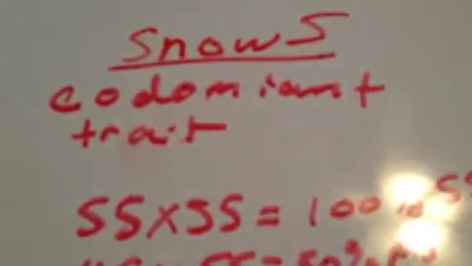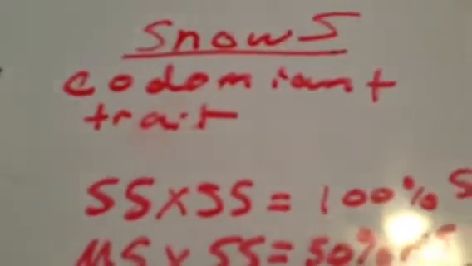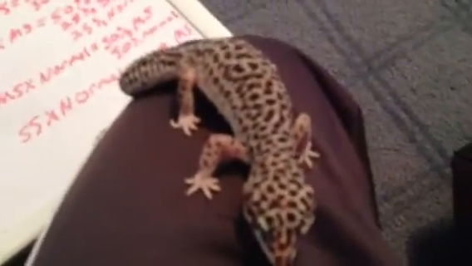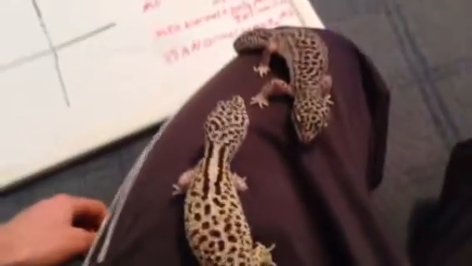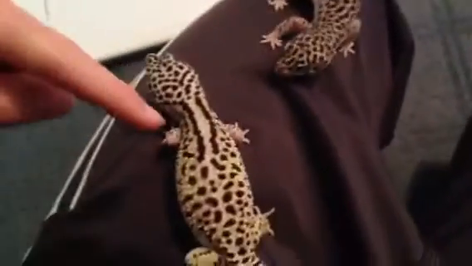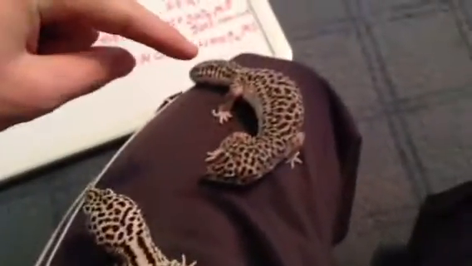If I breed a super snow, here's a super snow. SS means super snow. If I breed a super snow to another super snow, I will get 100% super snows. But if I breed a Mack snow to a super snow, here's a Mack snow and here's a super snow, I will get 50% Mack snows and 50% super snows.